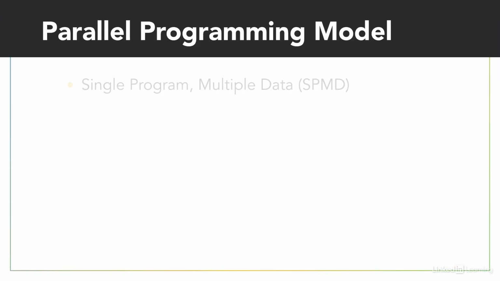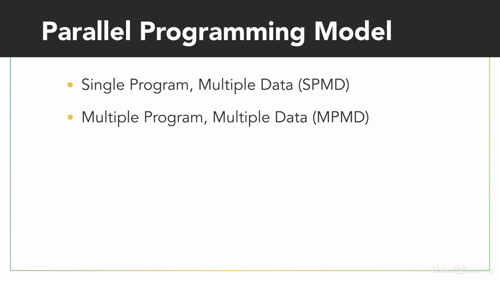MIMD is the most commonly used architecture in Flynn's taxonomy, and you'll find it in everything from multi-core PCs to network clusters and supercomputers. Now, that broad MIMD category is sometimes further subdivided into two parallel programming models, which also have four-letter names: Single Program Multiple Data, or SPMD, and Multiple Program Multiple Data, MPMD.